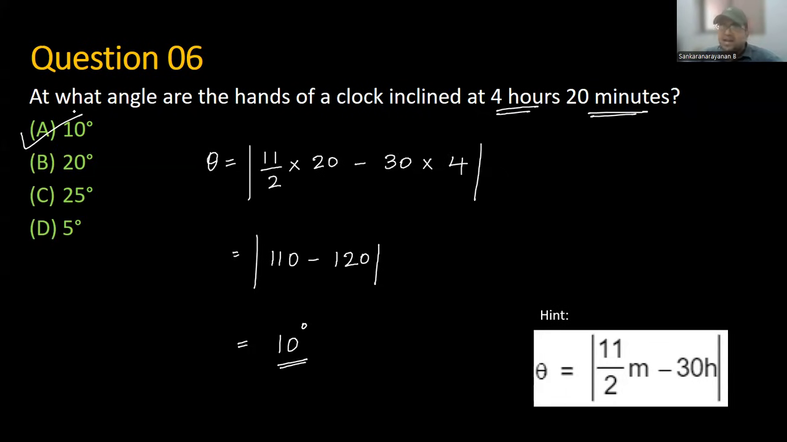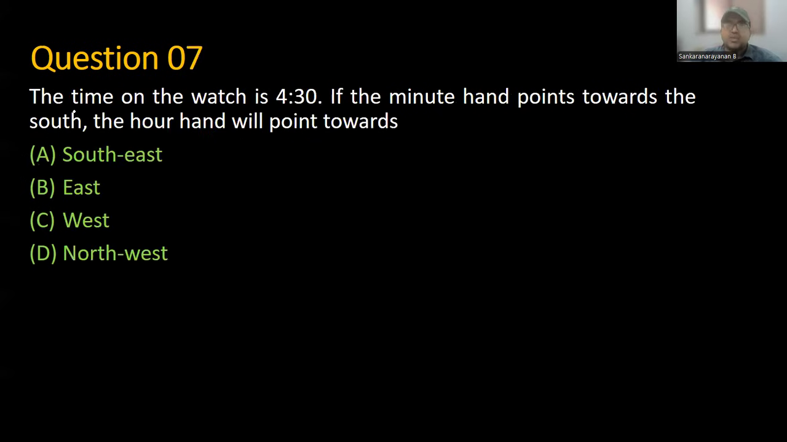All right. Now let us consider the next question. The time on the watch is 4:30. It's given that the minute hand points towards the south. The hour hand will point towards which direction at that 4:30 time?